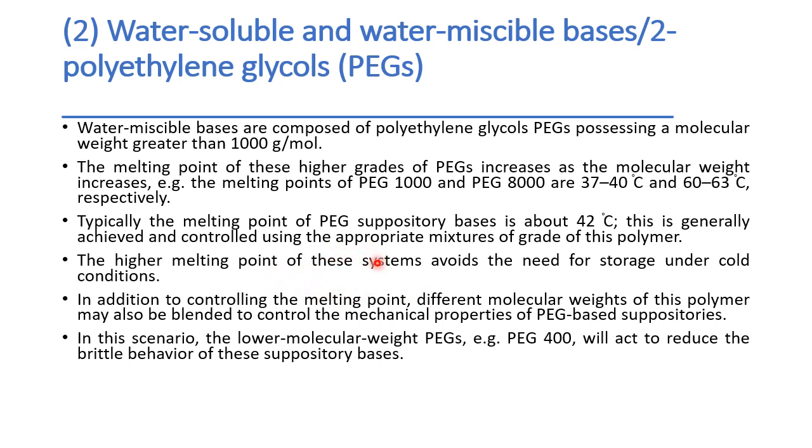The higher melting point of these polymers is advantageous in avoiding the need for storage under cold conditions. The melting point also has another advantage of controlling the mechanical properties of polyethylene glycol based suppositories. In this scenario, the low molecular weight polyethylene glycols, for example those with a molecular weight of 400, will act to reduce the brittle behavior of these suppository bases.